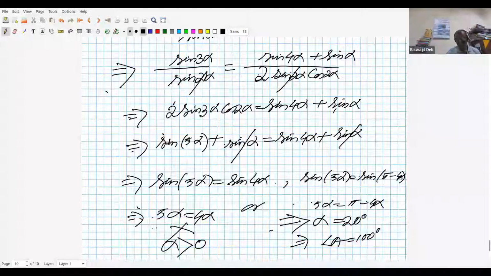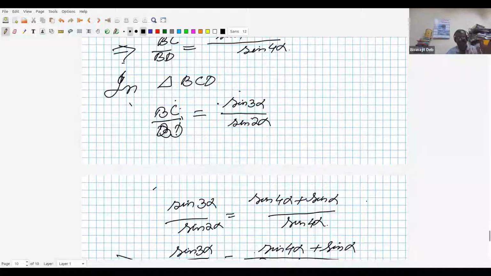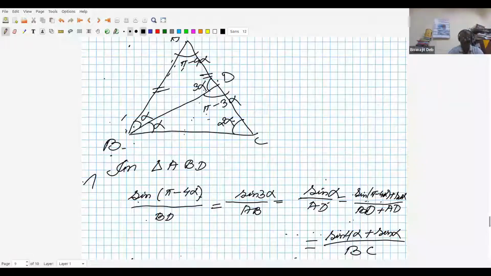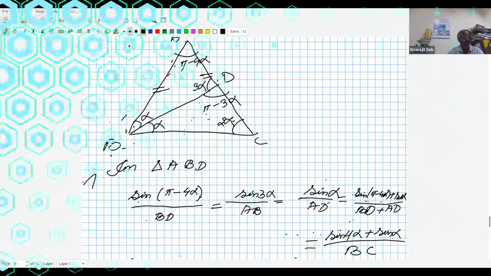So what you can see is that simply we are using this extended sine law here, no construction, nothing. Whereas in the previous problem we have used construction and solved the problem.